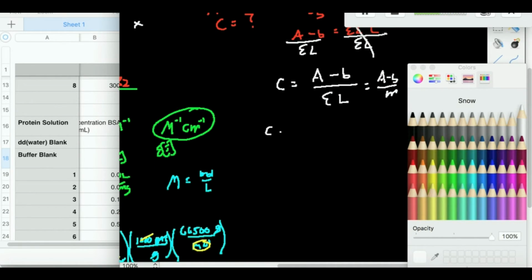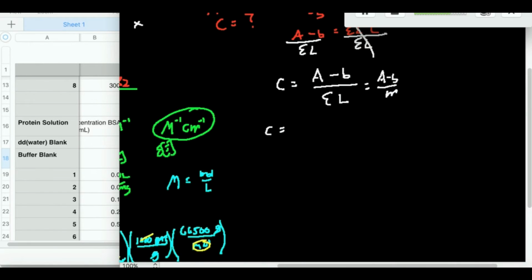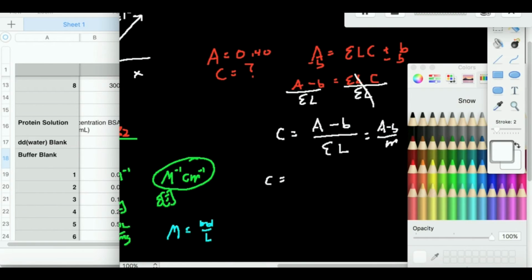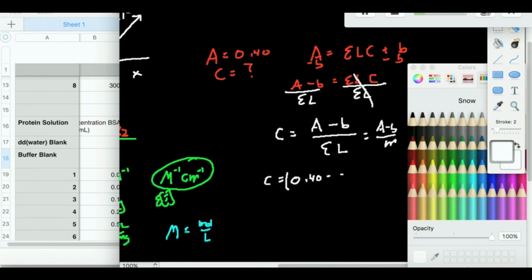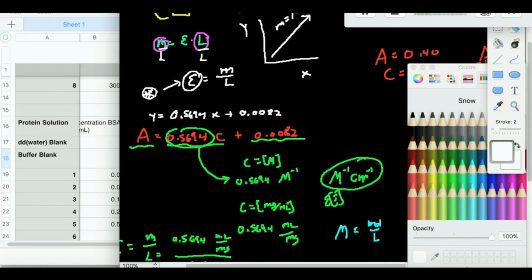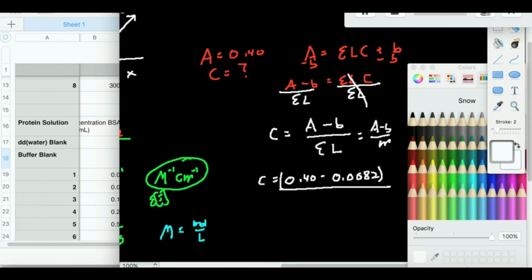So if I want to find this particular concentration, what's the absorbance that I had? The absorbance that I measured was 0.4. That's my experimental absorbance of this unknown concentration. What's the y-intercept? It's 0.0082, so minus 0.0082. Then I have to divide by epsilon L. We found epsilon L was 0.5694.